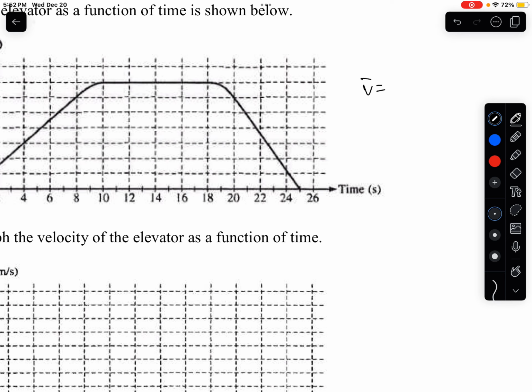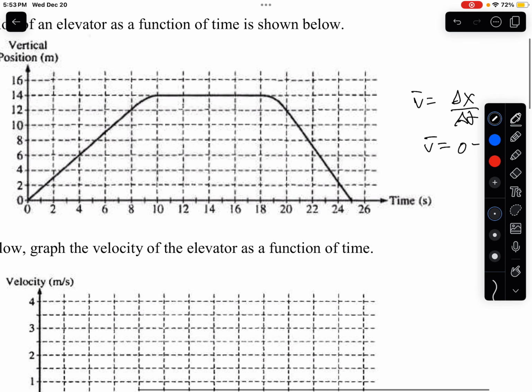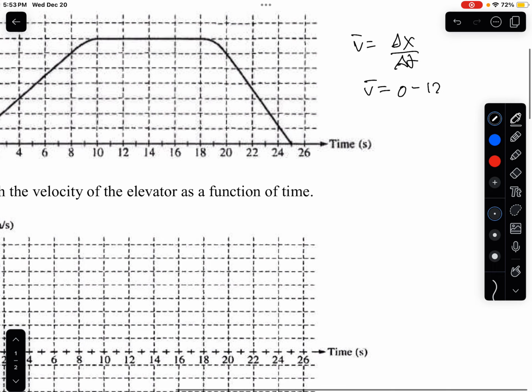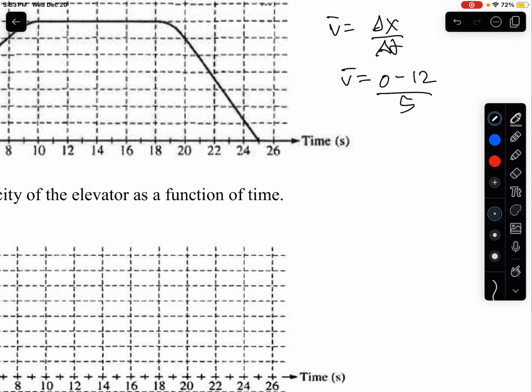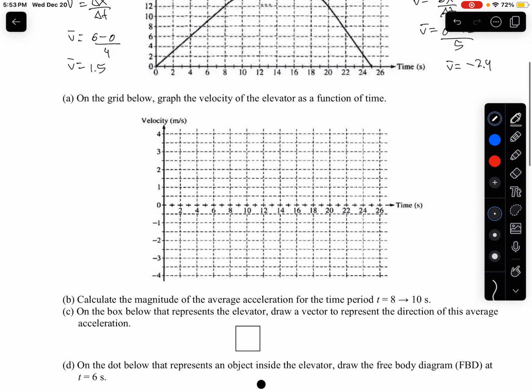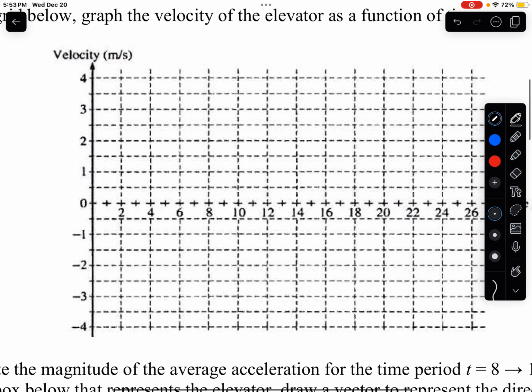And for this one, I just do the same process, because whatever you get for average velocity is the velocity. Since the velocity is constant, the velocity will stay the same as the average velocity. And for this one, I'm going to choose xf is 0 minus xi at 12. And the time it took was from 20 to 25, so 5 seconds. Then average velocity is going to be negative 2.4.